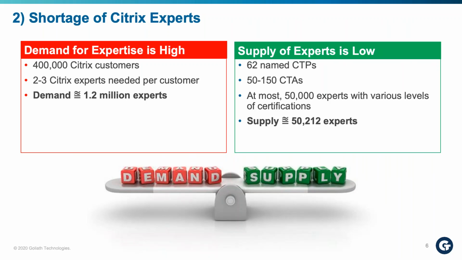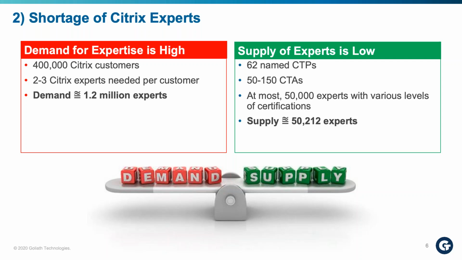So we actually worked with Citrix. We have a blog and infographic on it to talk about the lack of experts that exist. And the same use case exists for Horizon. So in Citrix world, if you just take at the bare minimum, they have around 400,000 customers. On average, they say you should probably have 2 to 3 good experts, IT admins supporting their environment. So that means the demand out there is around 1.2 million.